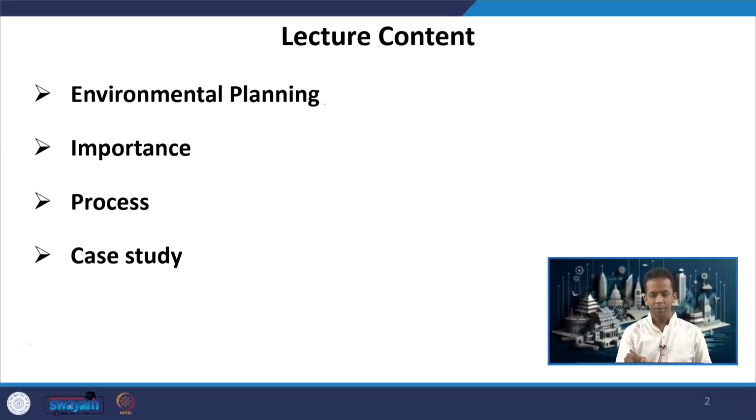Welcome back. So, we will be continuing with the environmental planning part. In today's lecture, we are going to cover environmental planning. Why is it strategic type of planning? What's the importance? What's the process? And one case study of where an environmental plan might have been implemented.